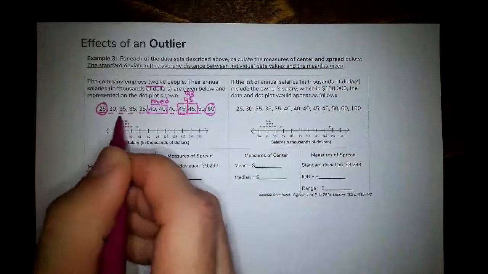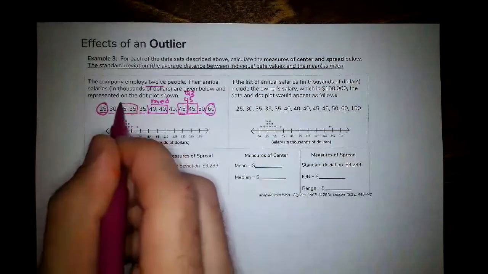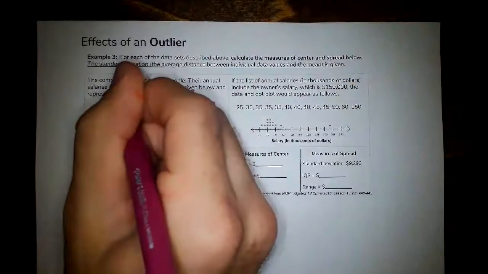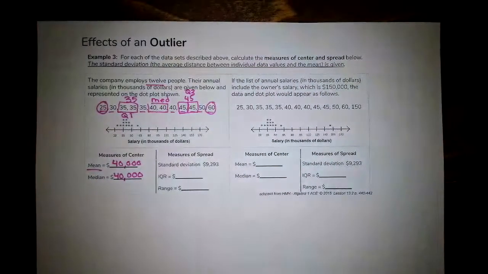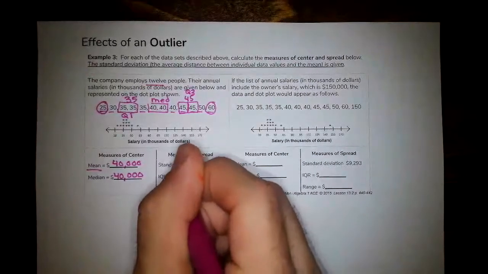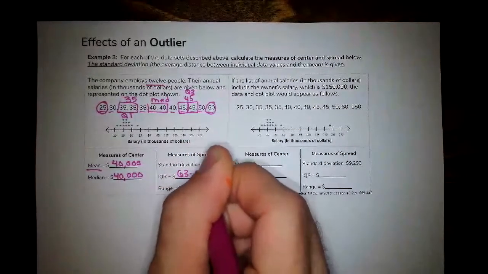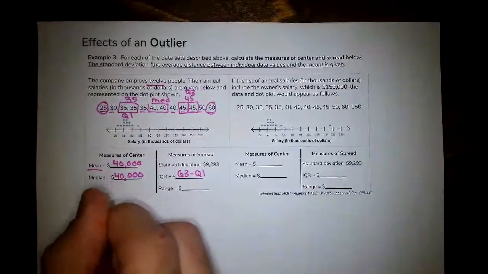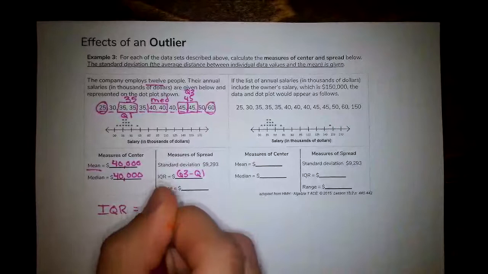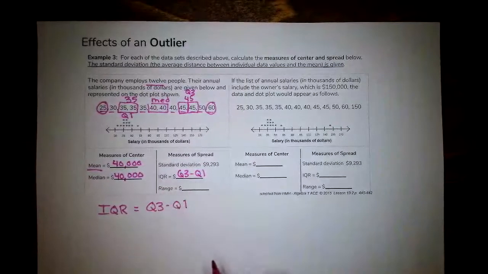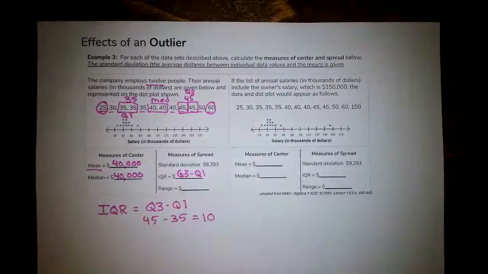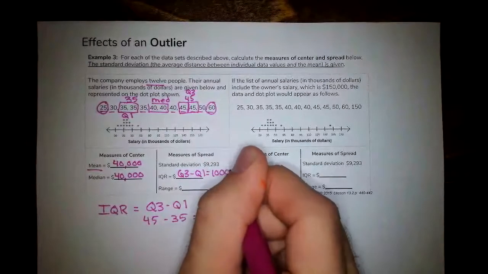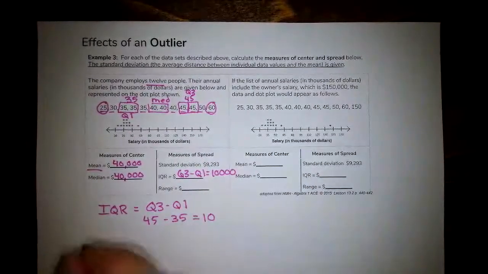Now we're going to do the same thing over here. And oh look, the same situation happens. 35 and 35 means 35, and that's going to be our Q1. So to find the IQR, we take our Q3 and we subtract Q1. So for IQR, it's Q3 minus Q1, which is 45 minus 35, which is 10, right? So that's 10,000.